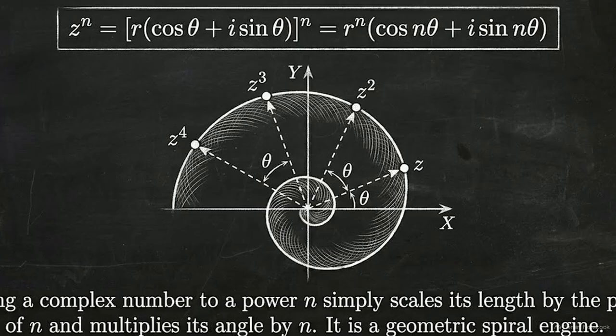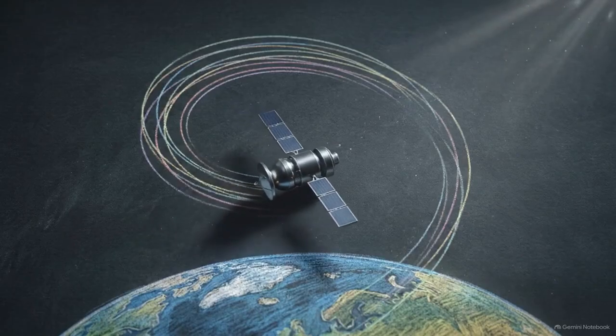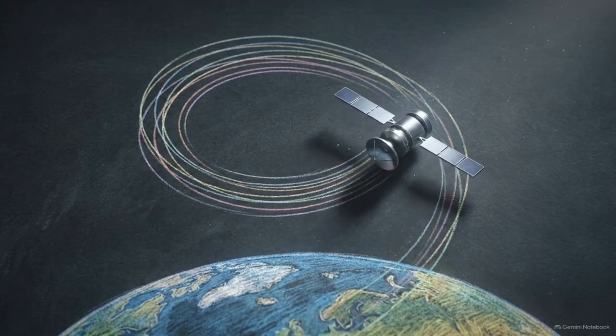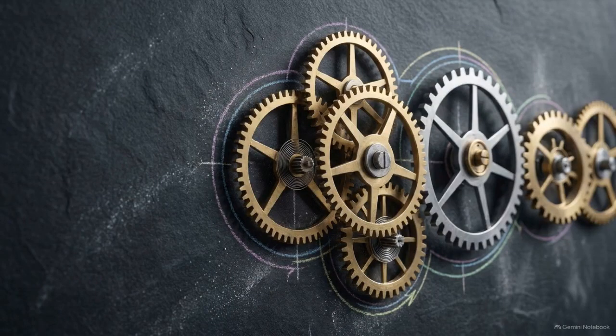This image illustrates that repetitive action. As the number z is raised to the second, third, and fourth power, its length scales by that power, while its angle is multiplied, creating a geometric spiral. This spiral models compounding dynamic forces in the physical world, from the decaying orbits of satellites to the oscillating frequencies of radio waves. Exponentiation allows the complex number to model systems that change smoothly over time, moving the math beyond the limitations of a static grid.